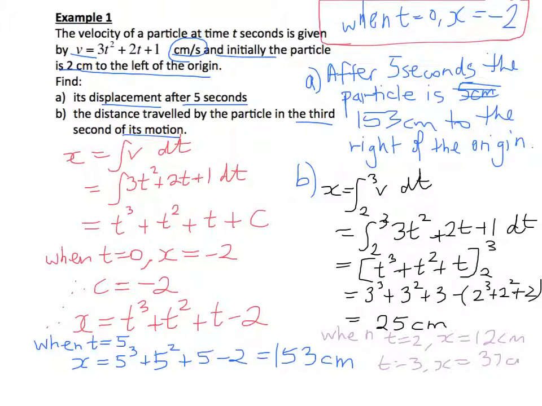And you can see the difference between these two values: 37 centimetres minus 12 centimetres is also 25 centimetres. So you can see the distance travelled is 25 centimetres using two methods there.